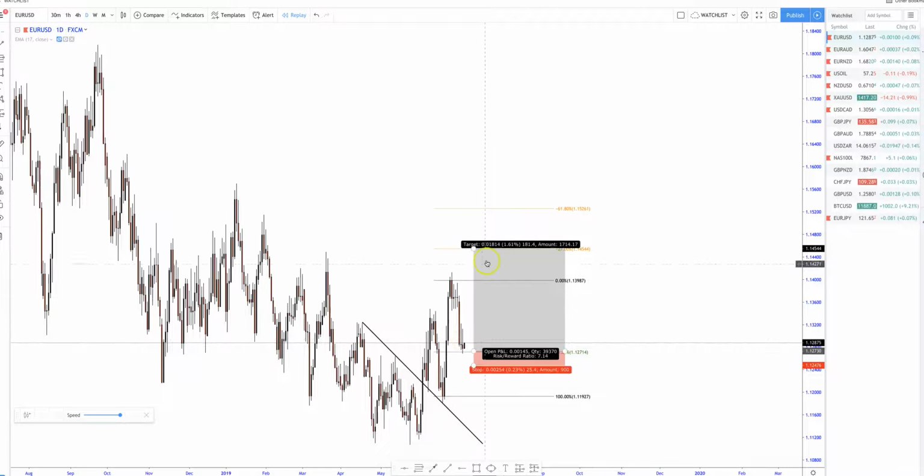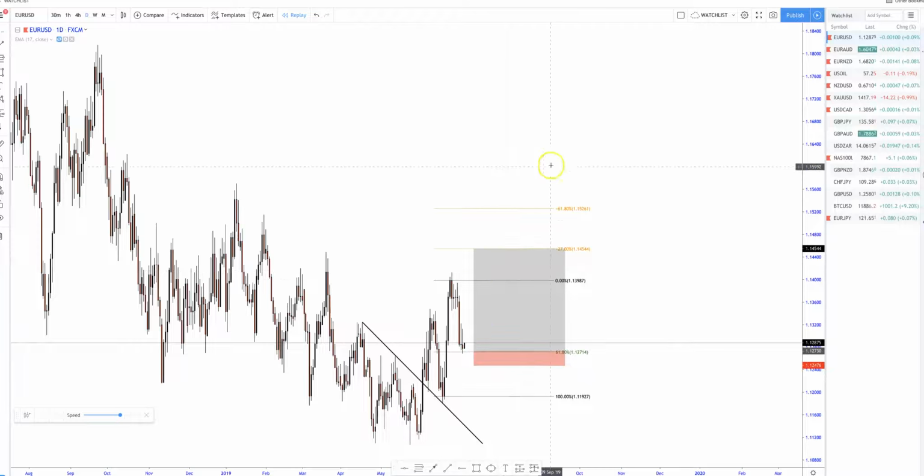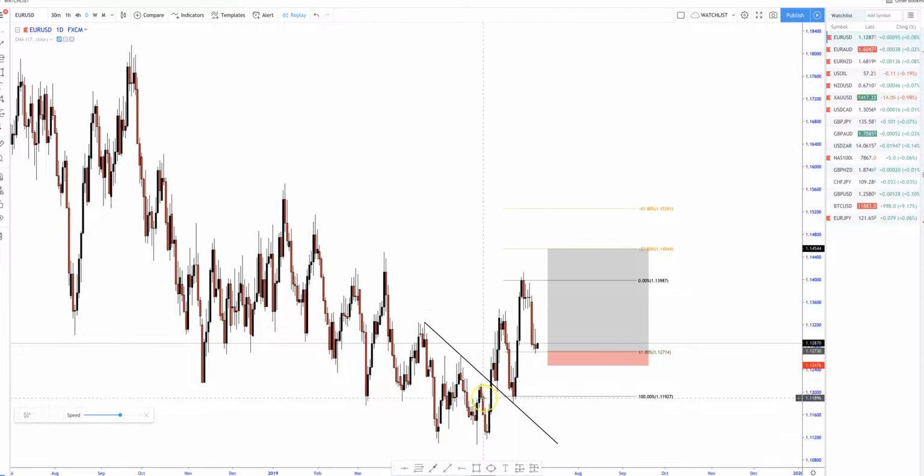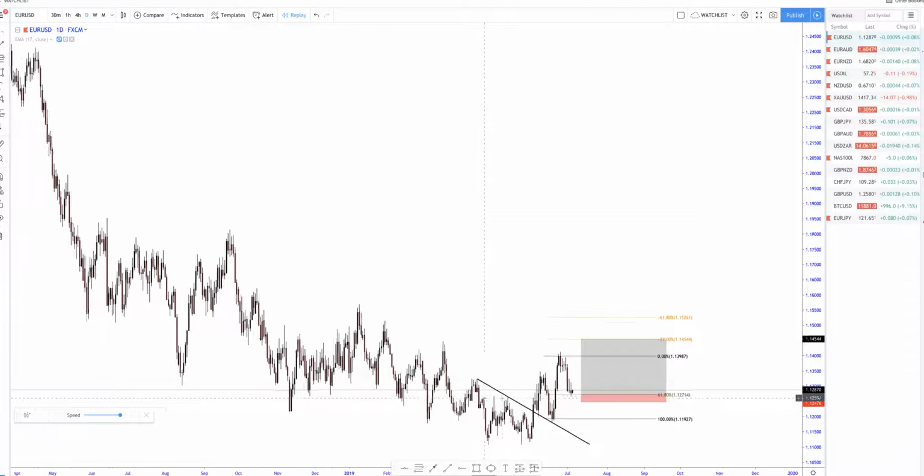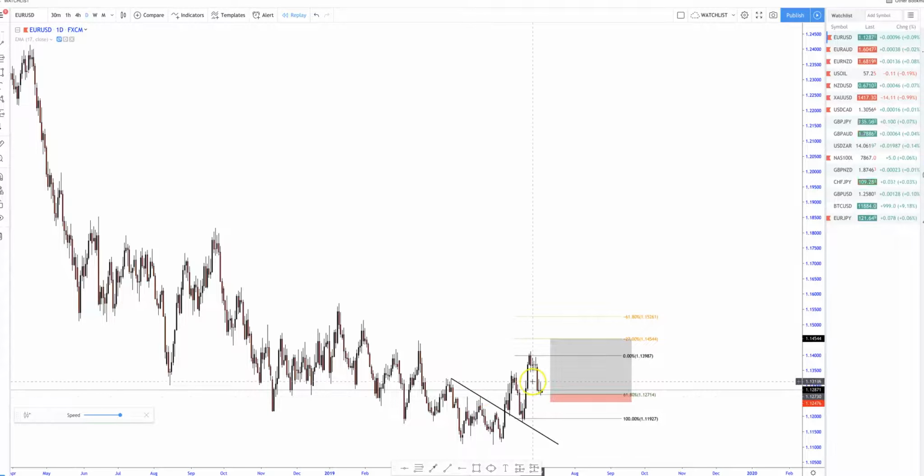And we can start making higher highs, higher lows, higher highs, higher lows, because we can clearly see the change of momentum by the break and the retest of the descending trend line, showing you that Euro USD is ready now to start its upward movement.